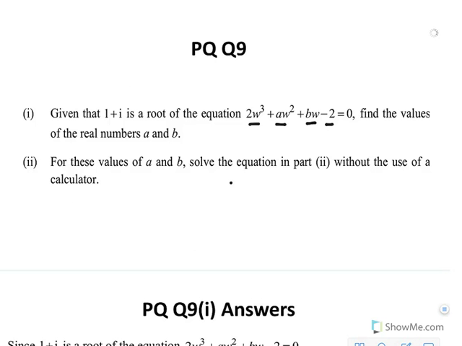Next, for these values of a and b, we want to solve the equation in part 2 without the use of a calculator. So you must really show the approach without using any calculator to help you solve.